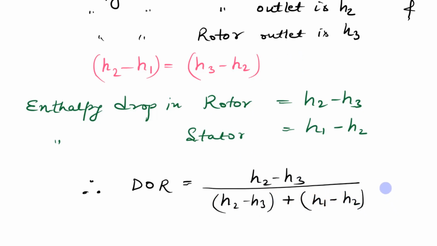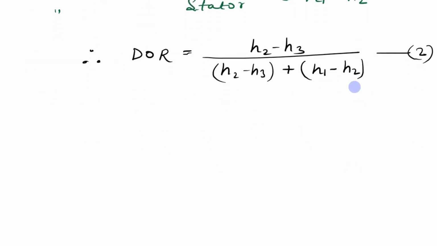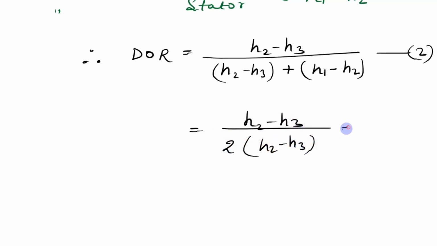Now let this be equation number 2 and this one be equation number 1. This is the condition given in the problem. So if we substitute equation number 1 in this equation, DOR, that is degree of reaction, we can write H2 minus H3 divided by 2 times H2 minus H3, and this will be equal to 1 by 2 or 0.5. So the degree of reaction in percentage is 50%.